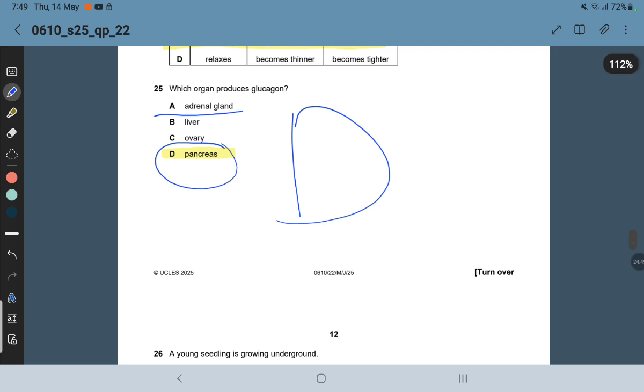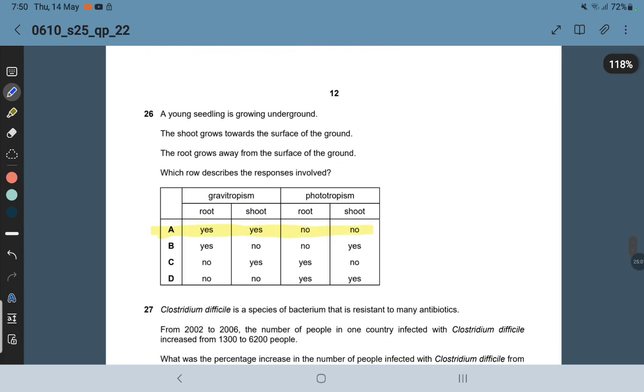The adrenal gland releases adrenaline, which is not our case here because it is not glucagon, it is adrenaline. Liver, no, it does not release anything. Ovary, it releases oestrogen, it's not our question.